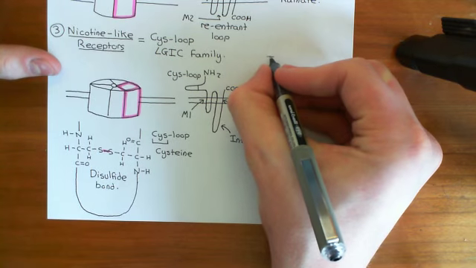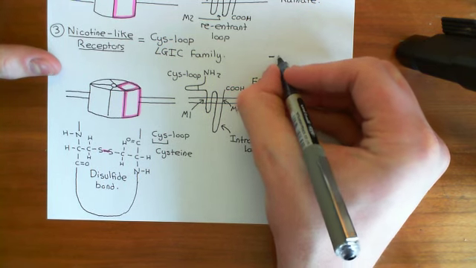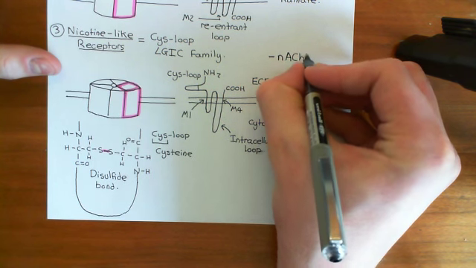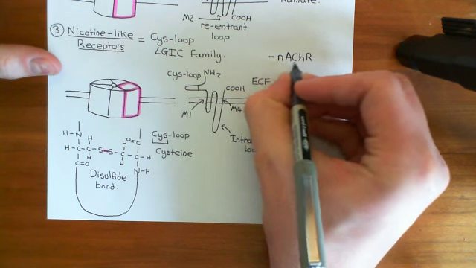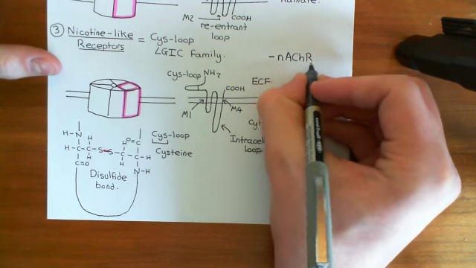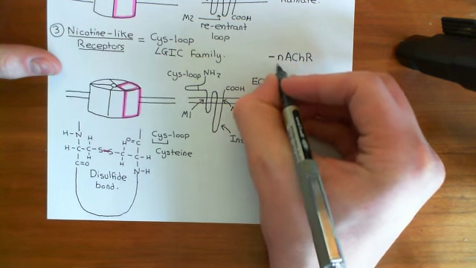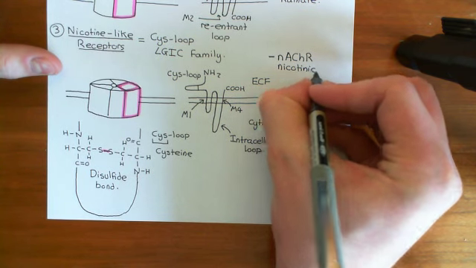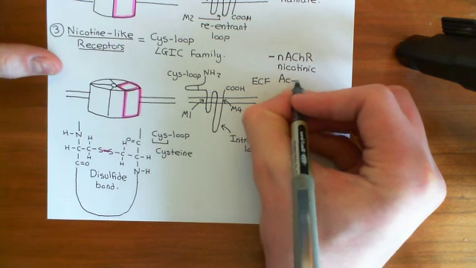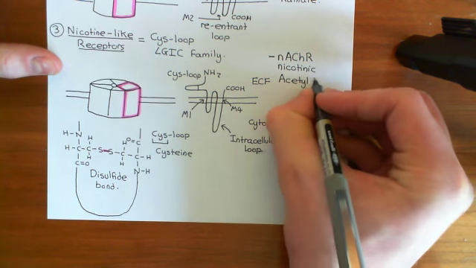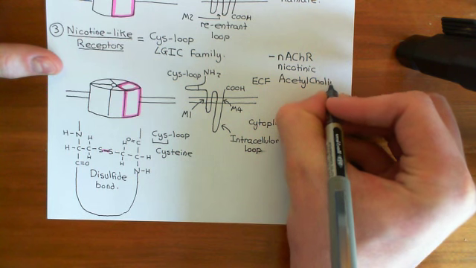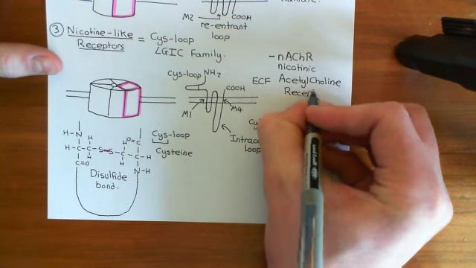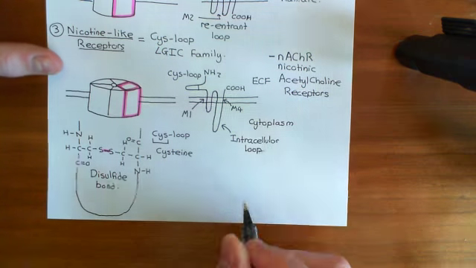So let me give you some examples of cys loop ligand-gated ion channels. So the nicotinic acetylcholine receptor family. And again, this is not just one receptor, there are a huge number of different nicotinic acetylcholine receptors. So I suppose I should write this name out in full. The little n there is for nicotinic, the ACh is for acetylcholine, the A is for acetyl and the Ch is for choline, and then the R is for receptor. There isn't just one nicotinic acetylcholine receptor, so I should put receptors.